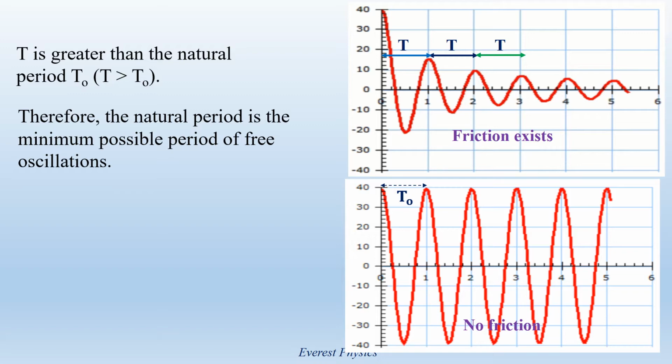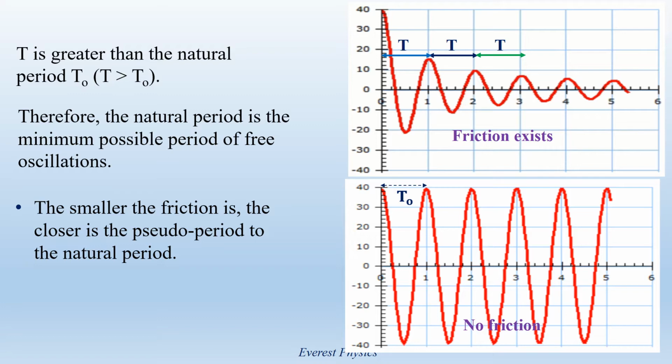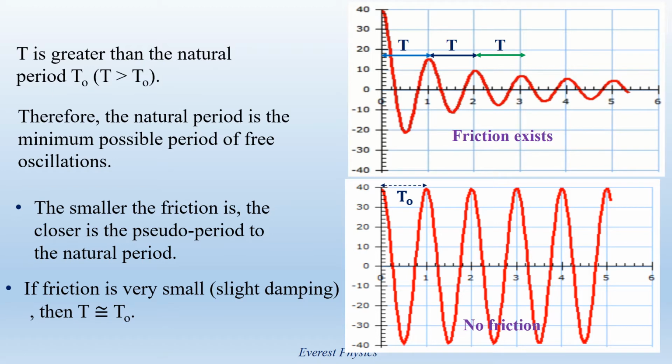Now, let's move to the effect of friction on the value of the pseudo-period. The smaller the friction is, the closer is the pseudo-period to the natural period. Now, look at the curves. The pseudo-period is slightly greater than the natural period, so we can conclude that our oscillator is slightly damped. Now, in solving problems, if friction is very small, which is the case of slight damping, then you can replace T by T0 because T is approximately equal to T0.